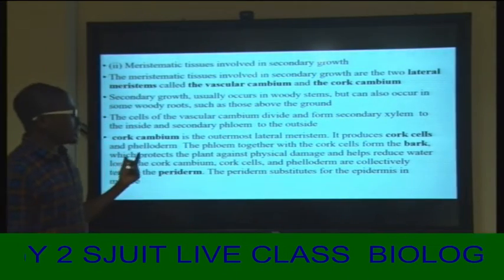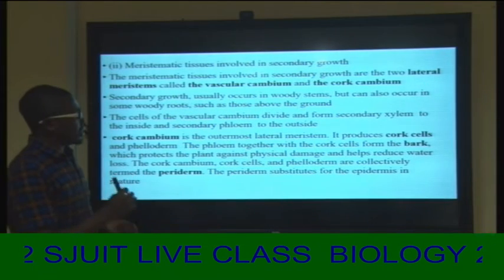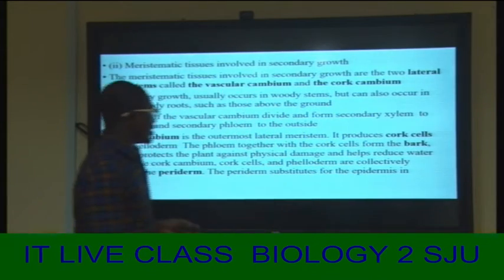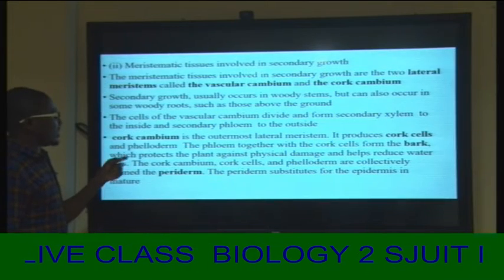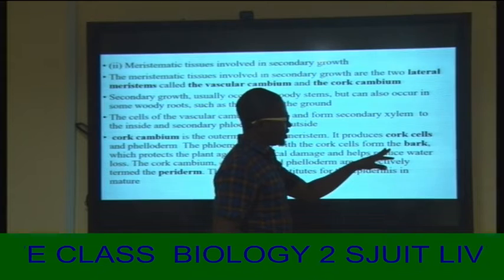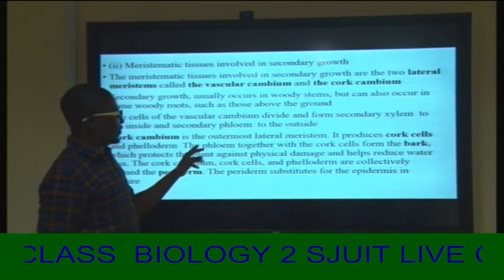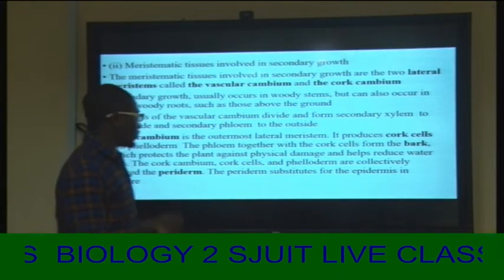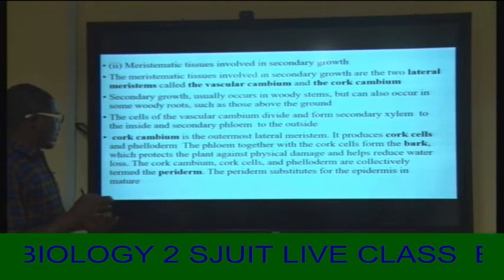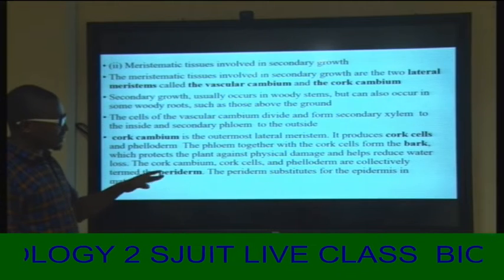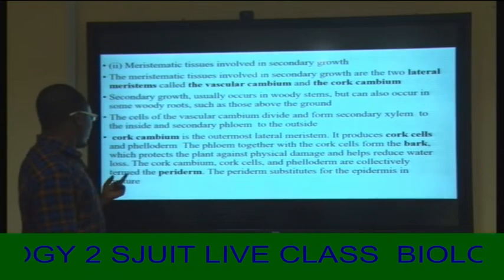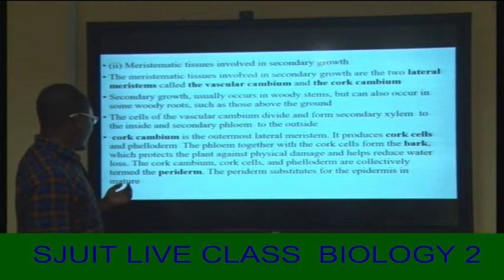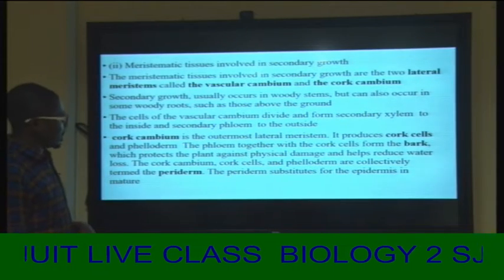The cork cambium, of course, is found at the outermost lateral meristem, and normally it produces the cork cells, and of course the phelloderm. The cork cells will form the cork, and the phloem together with the cork cells forms the bark, which normally protects the plants against physical damage and helps to reduce water loss. So the cork cambium, the cork cells, and the phelloderm are collectively called periderm. The periderm substitutes the epidermis in mature plants, of course. Okay, let us see the diagram.